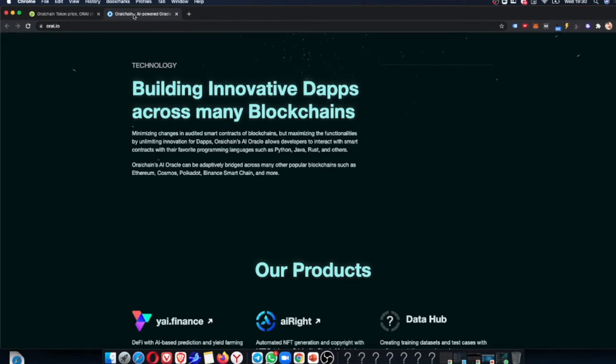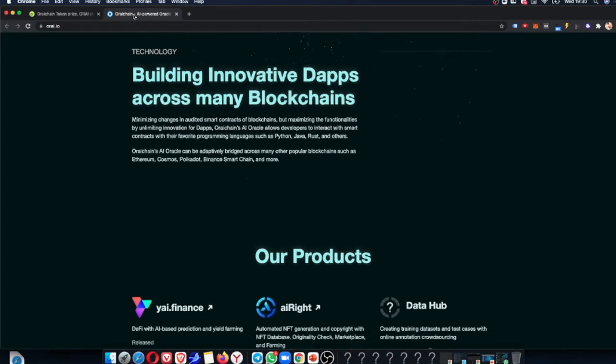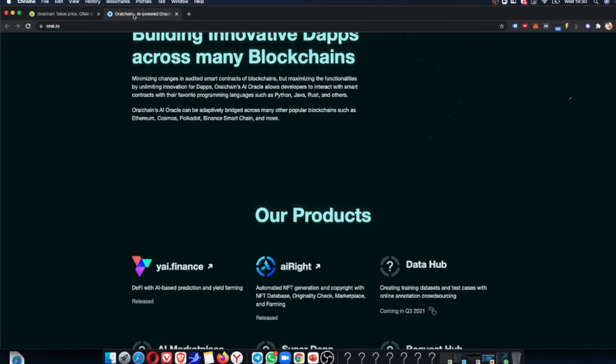What it's going to do with the whole AI is allow developers to interact with smart contracts using their own programming languages such as Python, Java, JavaScript, Rust, and others. Okay, for all those developers out there, they get what I'm talking about, right? But yeah, Oraichain AI basically is going to be adaptable. It's going to be a bridge across many popular blockchains such as Ethereum, Polkadot, Cosmos, Binance Smart Chain, and many more.